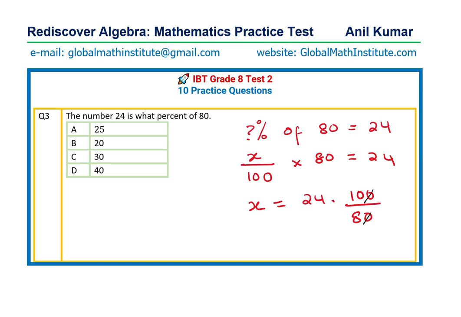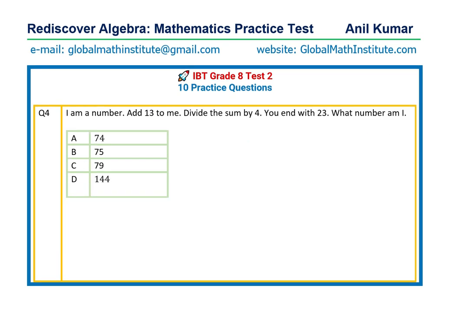So you can now simplify. 8 goes 3 times. So this is how we could divide in fractions, right? So what you get is 3 times 10, which is 30. And of course, we have an option C, which is 30 in this particular case. So I hope so far the concepts are absolutely clear, right? Simple. Let's go to question number 4 now.